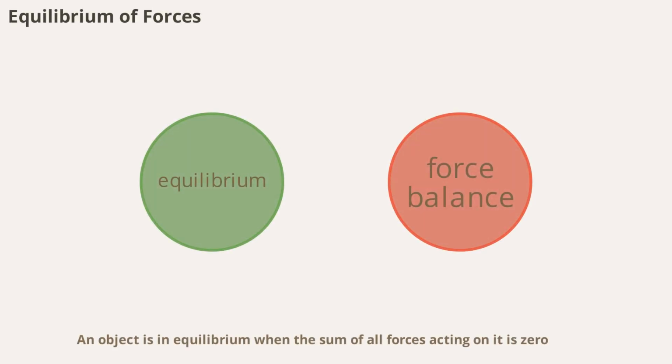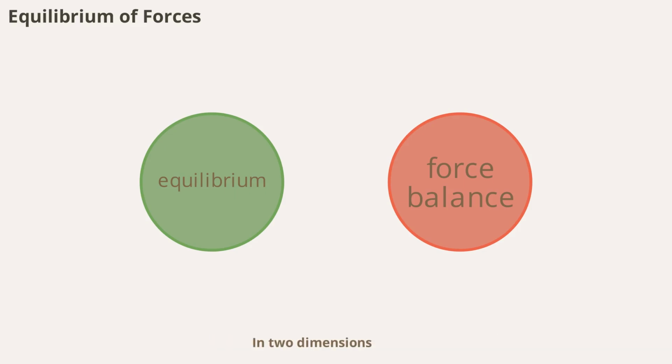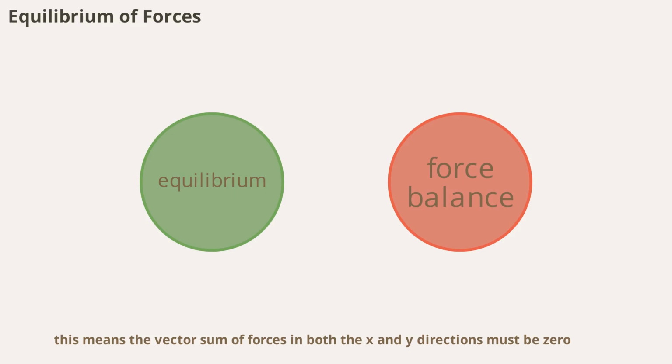An object is in equilibrium when the sum of all forces acting on it is 0. In two dimensions, this means the vector sum of forces in both the x and y directions must be 0. Understanding equilibrium is essential for analyzing structures, bridges, and any system where stability is important.